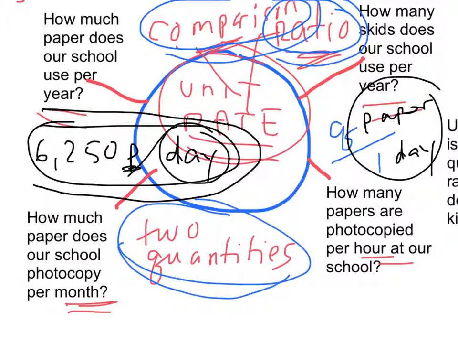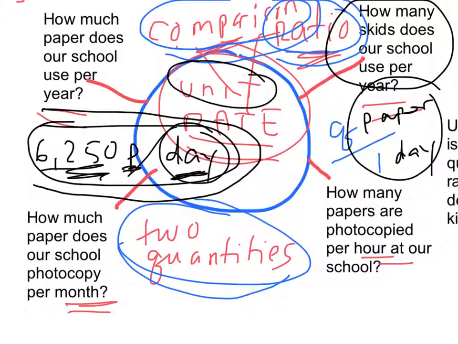If you want to know how many skids our school uses per year, you still need to know that we photocopy 6,250 pieces of paper per day. The reason it's called unit is because we're expressing a quantity over 1 day. A unit is always singular. Think about other unit rates that you know. There are other ones that you know.